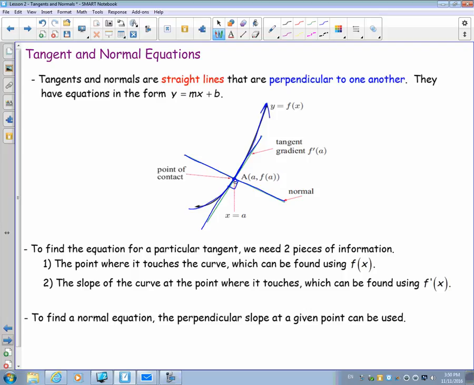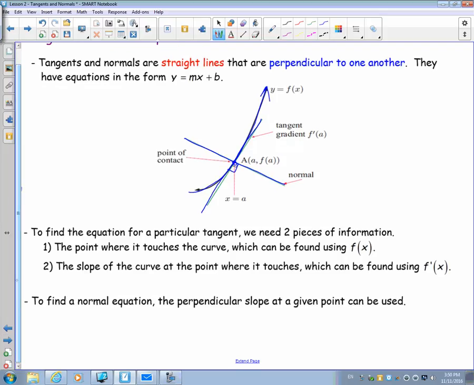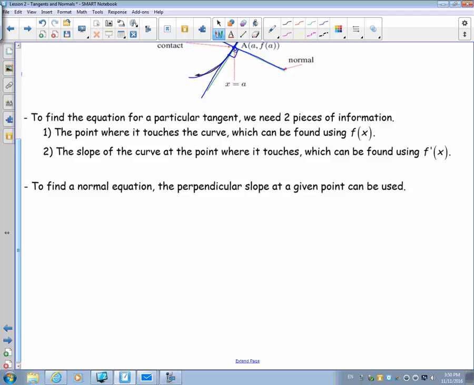I can find their two equations. So in the next couple of questions, we're going to talk about how to find these equations. Two things you need to know. One, the point where it touches. You need to have coordinates, an x and a y. And you need to know the slope, the derivative at some point. If you know those two things, you can find your equation for both the tangent and the normal. Just remember, for the normal, we're going to use our perpendicular slope.